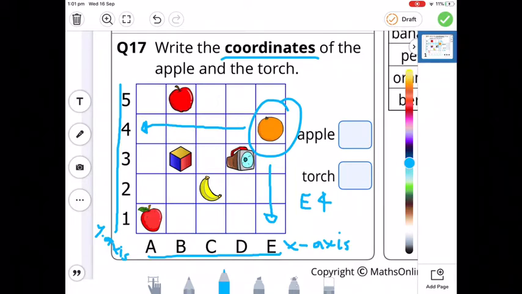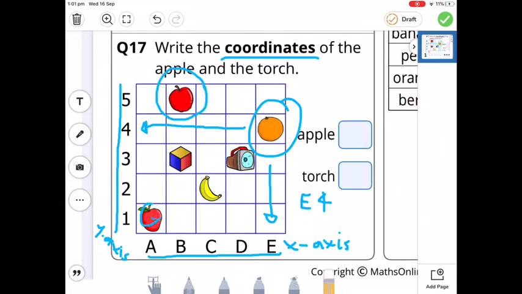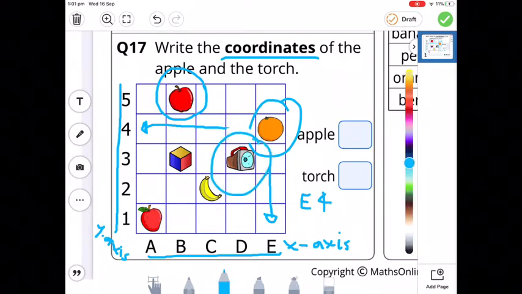You need to find the coordinates of the apple and the torch. So here's the apple, this is the apple, here is a strawberry. So you don't want to do that one. The apple and the torch, here's the torch here. So they're the two objects you need to find the coordinates for. So remember to do the coordinates from the x-axis first and then the y-axis.